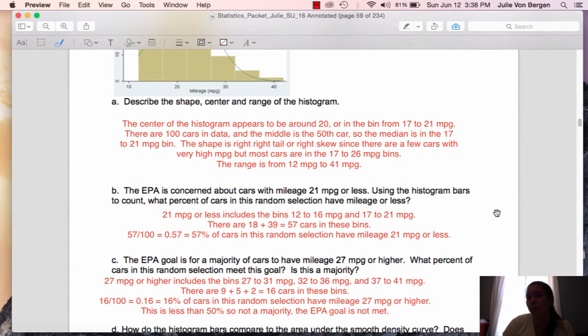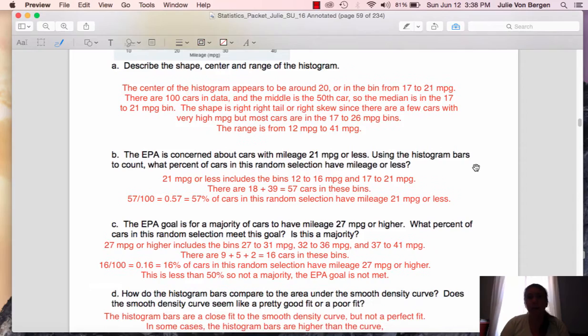We'd say the shape is right tail or right skew, since there are a few cars with very high mileage per gallon, but most cars are between 17 to 26 in those bins. And then the range is the distance from lowest to highest, so the range is from 12 miles per gallon to 41 miles per gallon. And you could subtract those values. You could figure out, well, how far is 41? Subtract 12 to get a numerical value for the range.